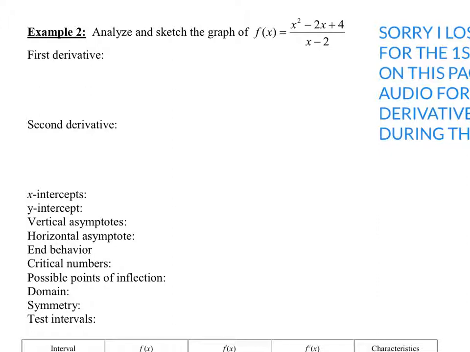All real numbers except 2. So x cannot equal 2. We see that from the denominator there. Now the range. What are you really going to think about when you're talking about the range? Because we don't know where max or min points are, but what can we tell just by looking at this function?